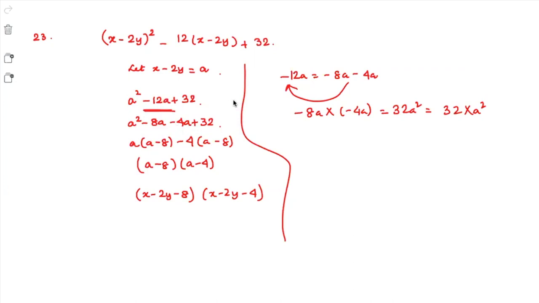Okay, so that is the thing that I wanted to discuss about middle term factor, and this is what we have in middle term factor for the time being.